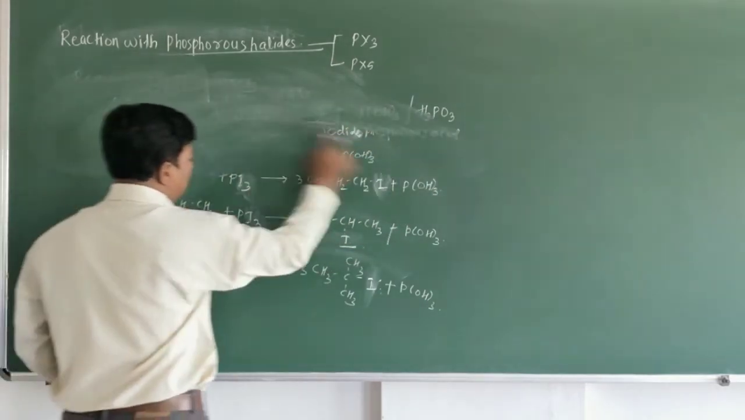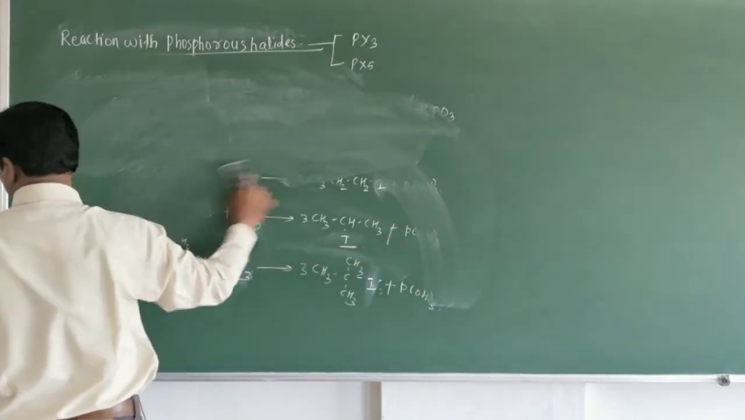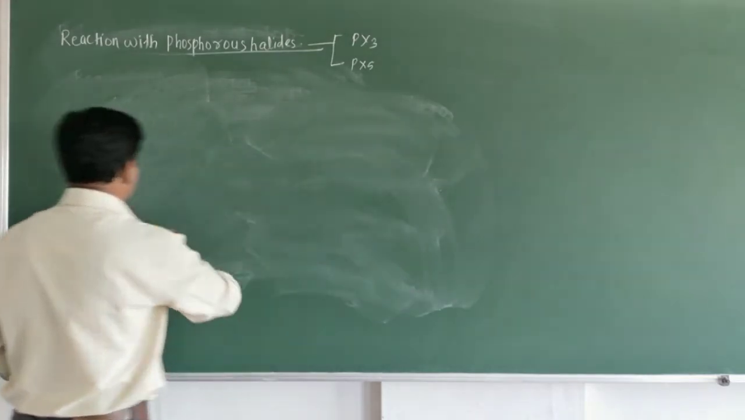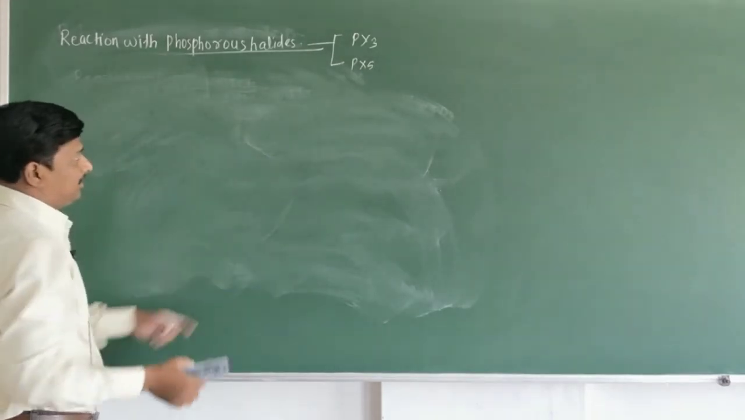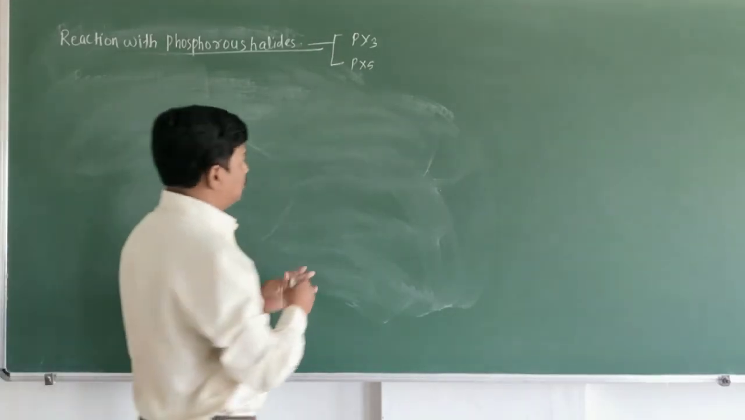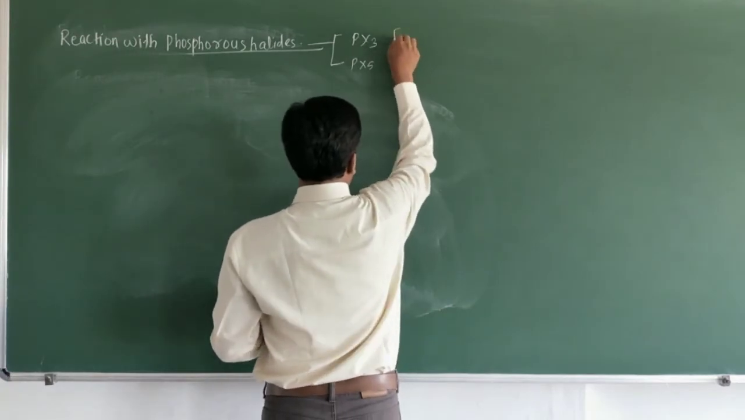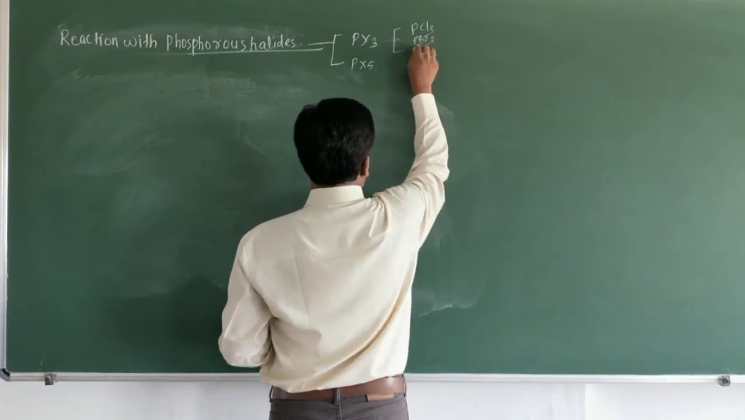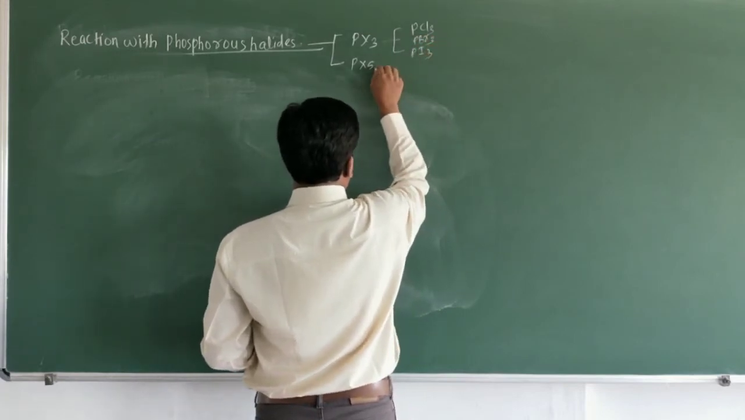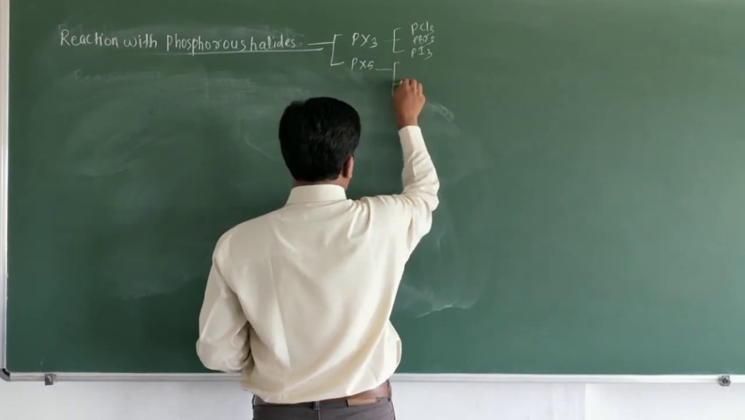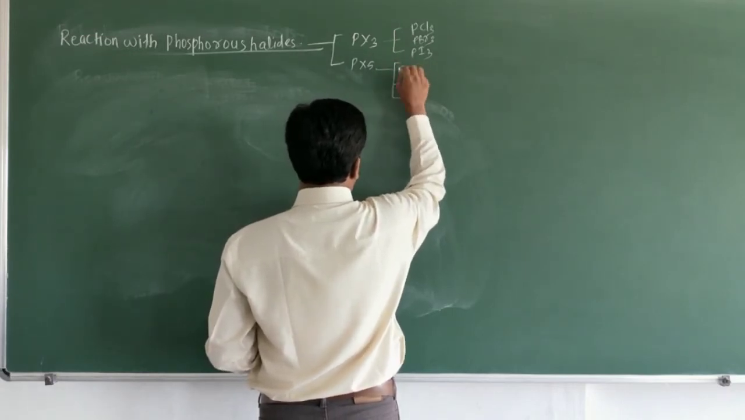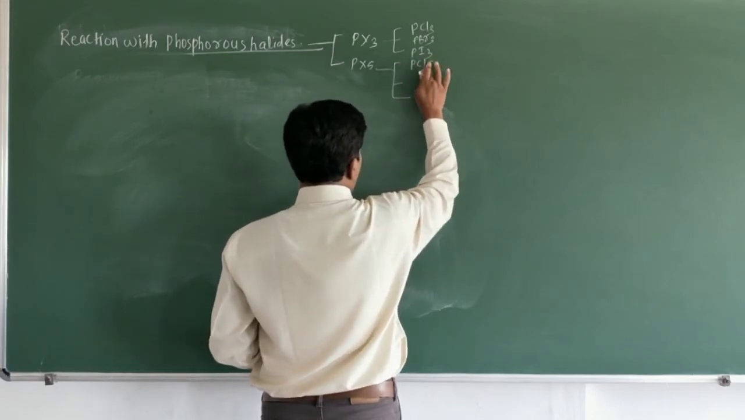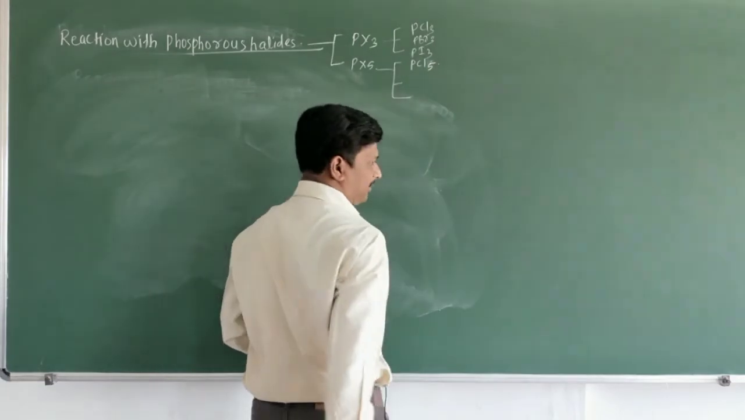Now come to the second reaction, the reaction with phosphorus pentahalide. Just like in PX3 there are three halides we have seen, one is PCl3, second is PBr3, and the third is PI3. Like that, in phosphorus pentahalide, again there are three halides. One is PCl5, it is called phosphorus pentachloride.